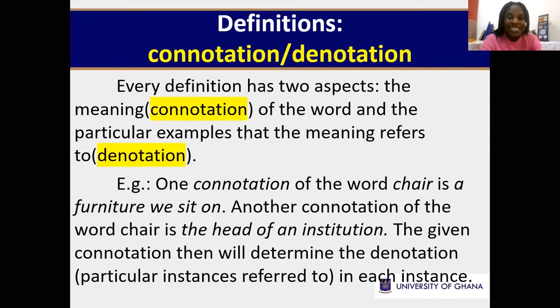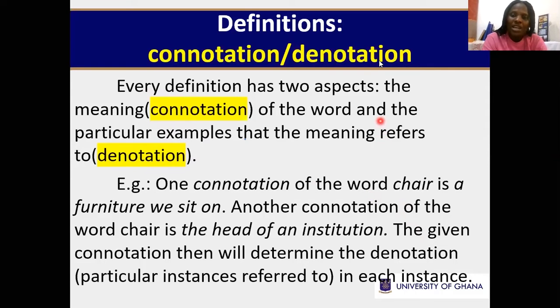Which part of a chair? The denotation of the word chair. Okay. So if you define a word, you give its connotation. Now, based on that connotation you have given us, we are all able to identify the particular examples of things that the word connotes. So based on the connotation, you can identify what? The denotation, the particular examples are the denotation.